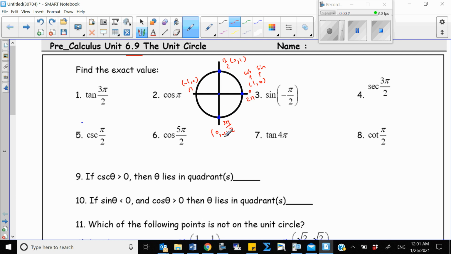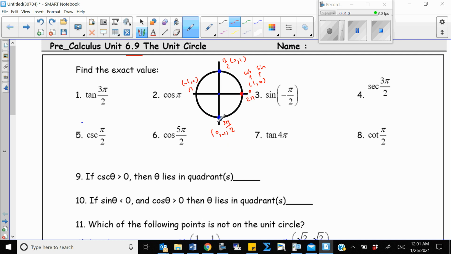pi over 2. So we know that if we have a coordinate plane and we make a unit circle on that coordinate plane, this unit circle has a radius of 1. And that makes the coordinates of these quadrant points, for example, 1 and 0. This point, because it's located on the x-axis, the x value of that is 1 and the y value is 0. This one, because it's on the y-axis, the x value is 0 and y is 1 because the radius is 1. So this distance and this distance is 1. And the same way we can find the coordinates of the other points.